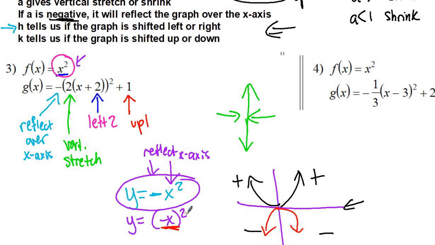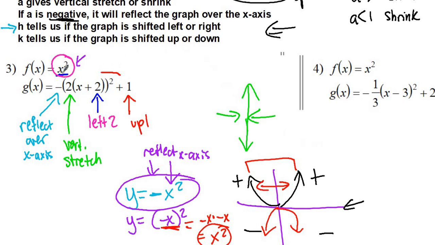If you're taking a negative x and squaring it, here's why. Negative x squared is like negative x times negative x, and a negative times a negative is a positive. So in other words, if you look at this black graph right here, if you were to reflect this basically over the y-axis, it would look the exact same as before. So it doesn't really make sense to reflect the parabola over the y-axis.